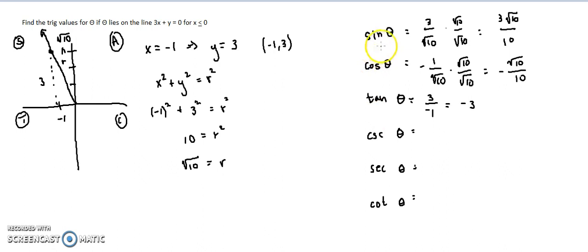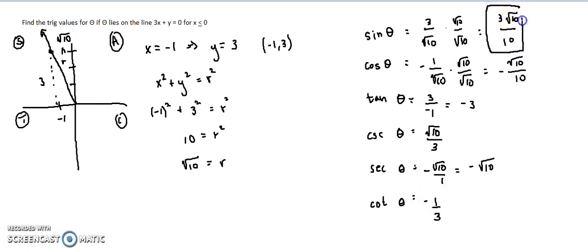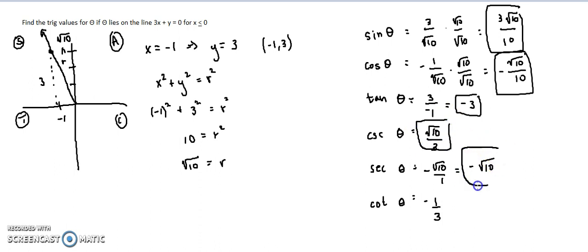So cosecant is the reciprocal of sine. I'm going to flip the first version that I had here and get square root of 10 over 3, because then I don't have to do anything with it. Secant is going to be the reciprocal of cosine, square root of 10 over -1. And of course that 1's not doing anything, so that would just be negative square root of 10. And then cotangent is going to be the reciprocal of tangent, and that's going to give us -1/3. Okay, so there's our 6 trig values. Just be careful on the simplifying and finding the reciprocals. Okay, so there's all of our answers there.